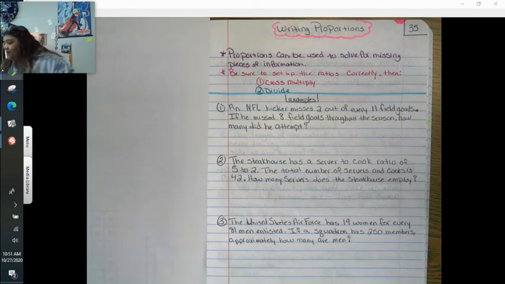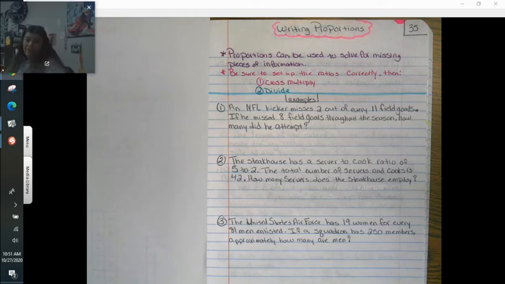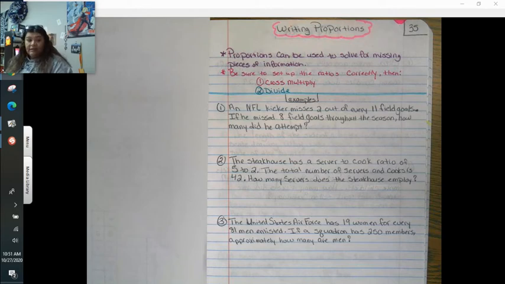All right, so let's take a look at today. Today we are writing proportions. So remember yesterday we solved them pretty much by just cross multiplying and dividing. So we're doing the same thing, but now I'm giving you a word problem, our real life scenarios, and we're going to learn how to set them up and then learn how to solve them again.